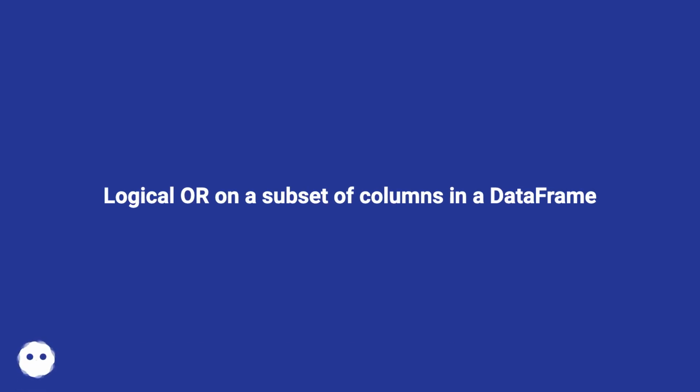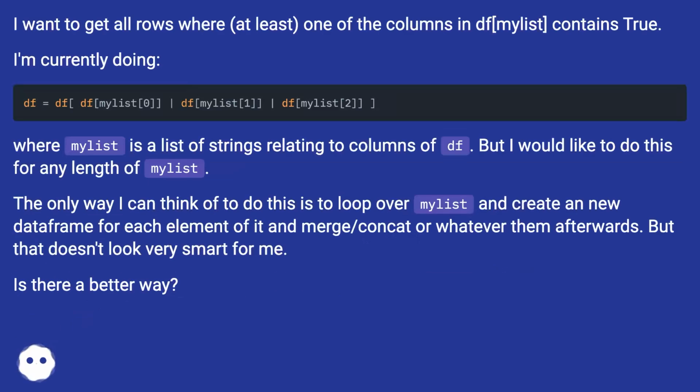Logical or on a subset of columns in a data frame. I want to get all rows where at least one of the columns in df, mylist, contains true. I'm currently doing this, where mylist is a list of strings relating to columns of df. But I would like to do this for any length of mylist.